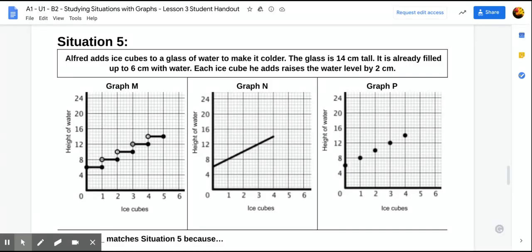Situation 5. Alfred adds ice cubes to a glass of water to make it colder. The glass is 14 centimeters tall. It is already filled up to 6 centimeters with water. Each ice cube he adds raises the water level by 2 centimeters. Would this match graph M, N, or P? Why do you think it matches the situation?